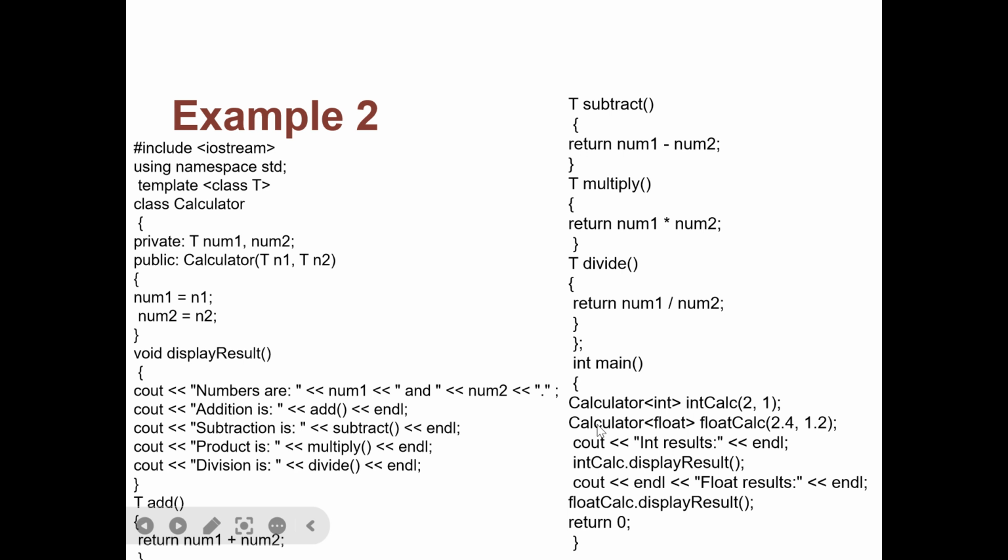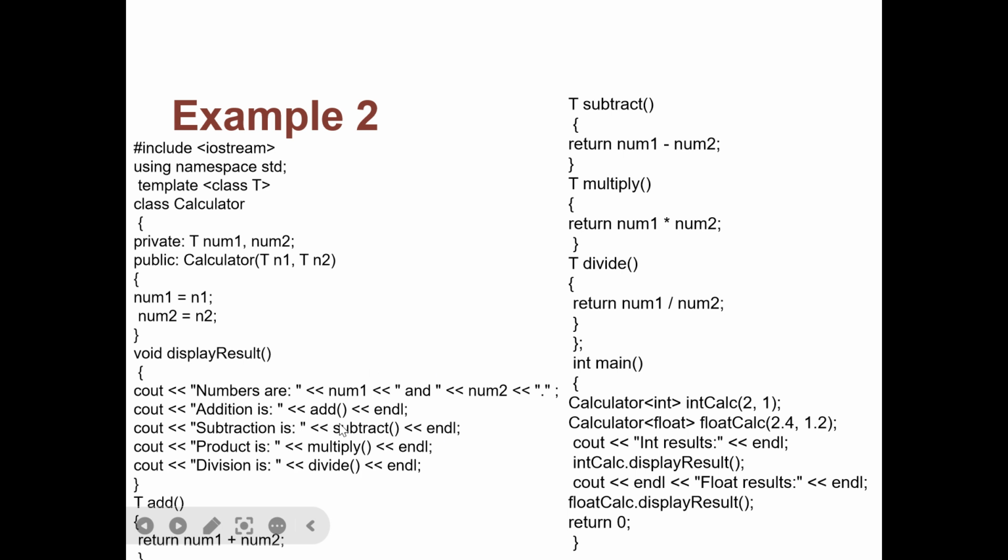The next one is about the same class name with a different object name. This object is going to operate on values of data type float. We have given the two values 2.4 and 1.2. When we call the function like, for example, dot display result, immediately the program will move to here. Here we ask to display the add function, subtract function, multiply function and division function. All the answers will be displayed in display results. This is for the int calc object, and this is for the float calc.